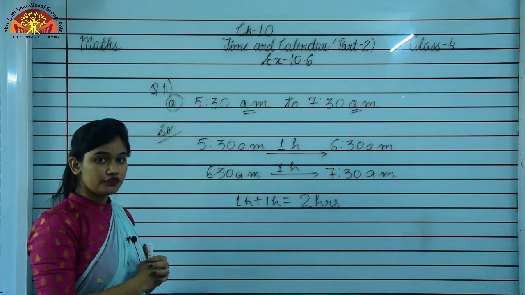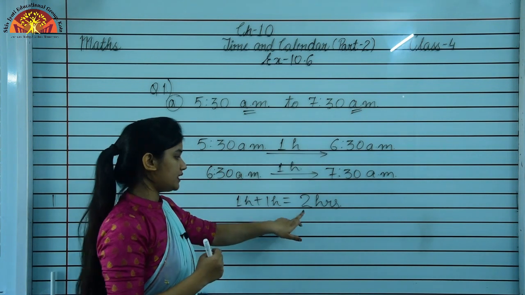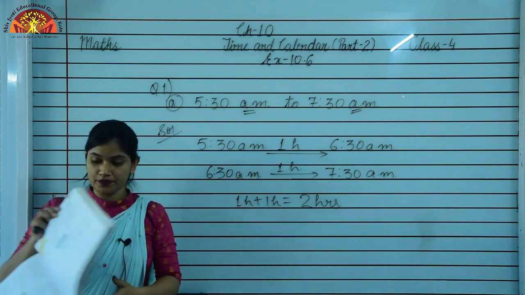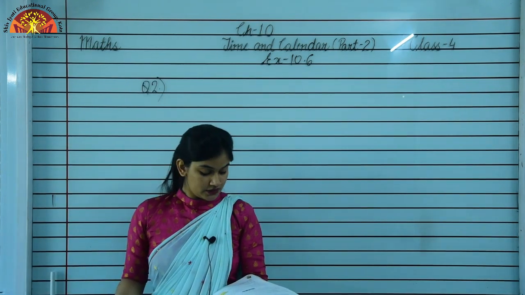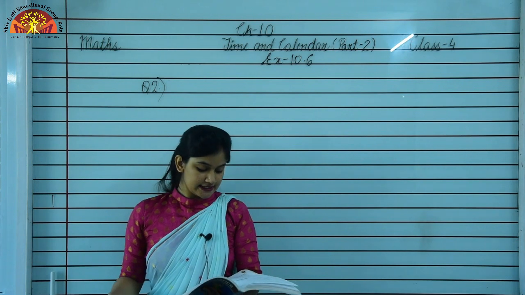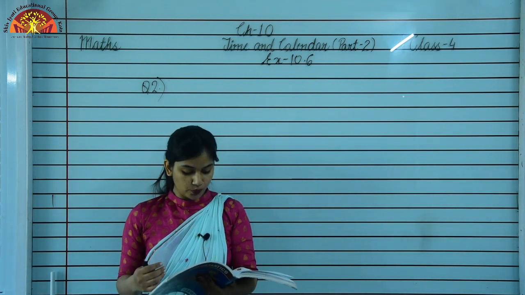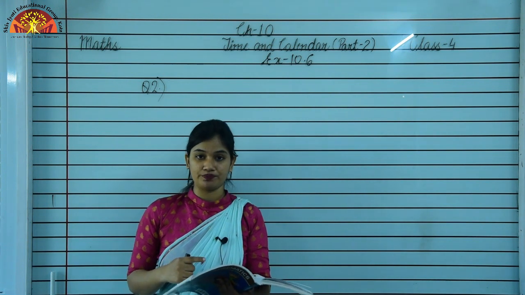The duration of time from 5:30 a.m. to 7:30 a.m. is 2 hours. Okay, so in this way you can find the duration of time. Now we will take the next question, that is word problem. Question number 2 is Seema went for shopping at 10:30 a.m. She returned home in 3 hours. What time did Seema return home?